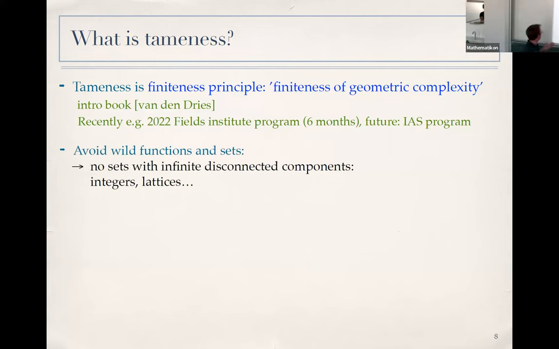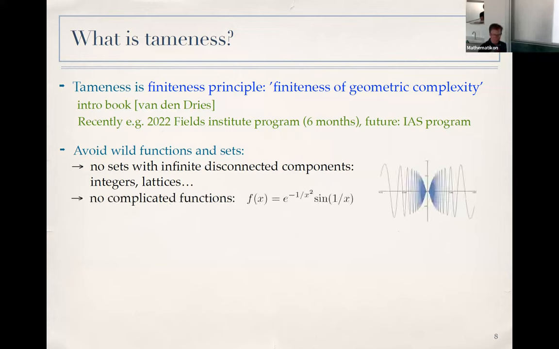Now, what does this principle do? It avoids wild functions and sets, as the name suggests. So there are no sets with infinitely many disconnected components. So the integers and the lattices are out. If you do tame geometry, you're not allowed to talk about the integers. It's quite a strong constraint. And there are no complicated functions, or rather, they are not allowed to be too wild. For example, this function here is infinitely many times differentiable, but it has infinitely many accumulation points of zeros near the center. This is not a tame function. Why? Because you could use the sign to define the integers by looking at the zeros.